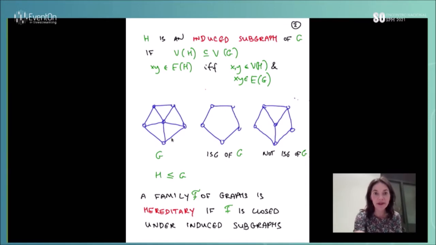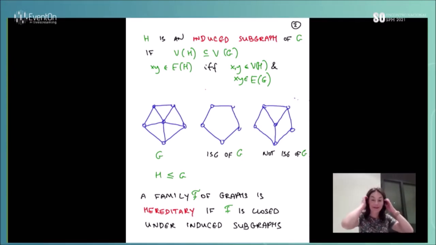So let's see an example here. This is a graph. This is an induced subgraph of that, because to get this from that, you delete this vertex, and then you keep the other 5, and all the edges are there. This is not an induced subgraph of that, because they have the same vertex set. To get this from that, I would somehow need to get rid of this edge, and that's not something I'm allowed to do. Deleting edges is not an allowed operation.